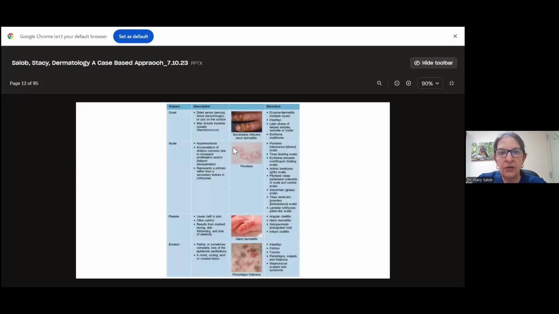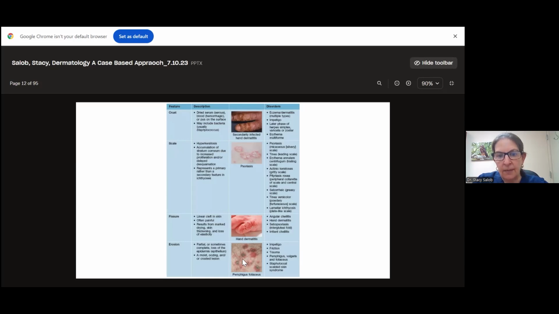Other changes you can talk about. Is it crusty? Some secondarily infected eczema can have crust on it. Is it scaly? All of the psoriasis, eczema conditions can be, tinea can be scaly. Are there little fissures in the skin? That's not good. That's pretty painful.